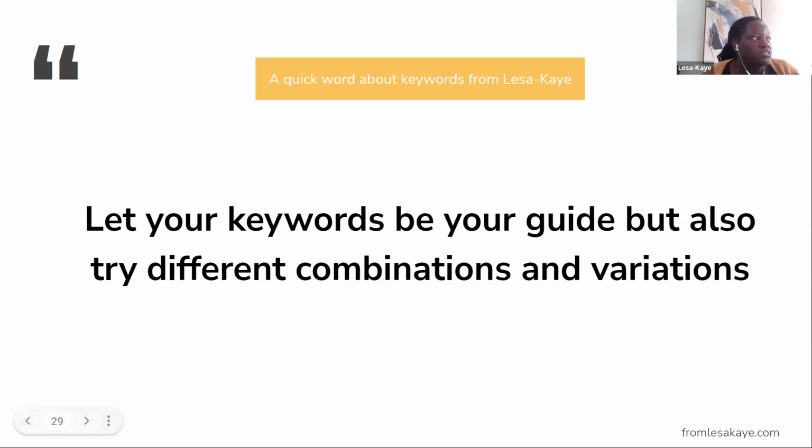Let the keywords be your guide, but I also want to give you a little bit of advice about keywords. A quick word about keywords is to also try different combinations and variations. So if you have a keyword and it's children, you may want to consider adding child also as a keyword. You may want to combine your keywords across categories.